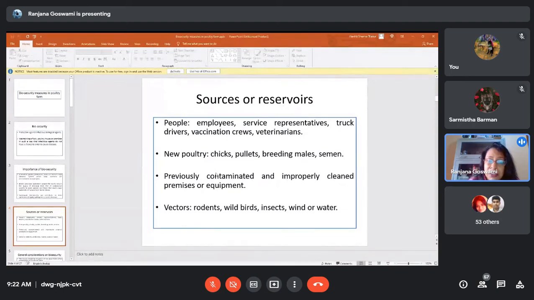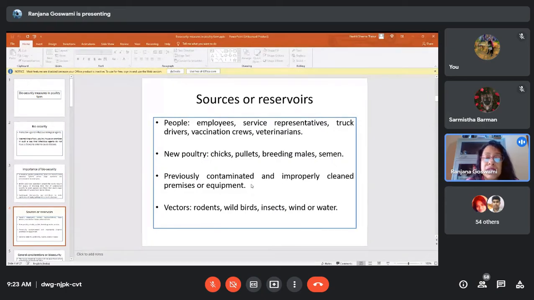If you remember these four ways the disease may come into your farm, you can always go for prevention of the diseases. Four things are very important. First is the people who are entering and working in the farm. You have to be very careful. Secondly, any type of birds you bring into your farm, whether chicks, pullets, breeding males, or semen, has to be disease free. Thirdly, contaminated premises or equipment like feeders, waterers, brooders, everything, if contaminated, you have to clean up.